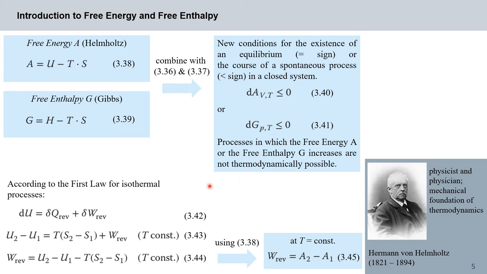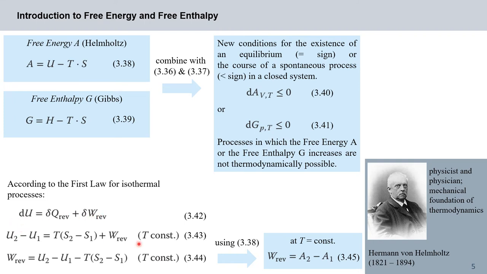We recognize this immediately if we convert here the first law for reversible isothermal processes. So we get to equations 342, 343 and 344. Let's deconvolute that. So you remember the first law from the previous slides and previous parts of the course. So we get for the change in internal energy, dU is equal to delta Q reversible plus delta W reversible.